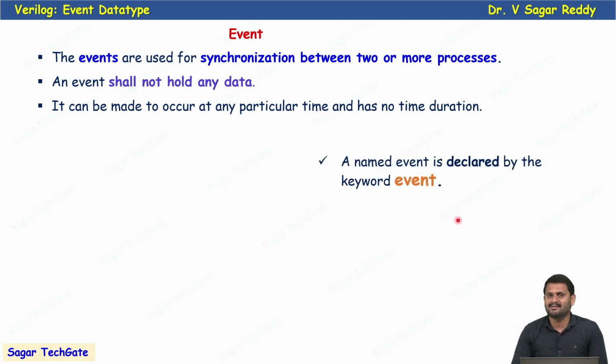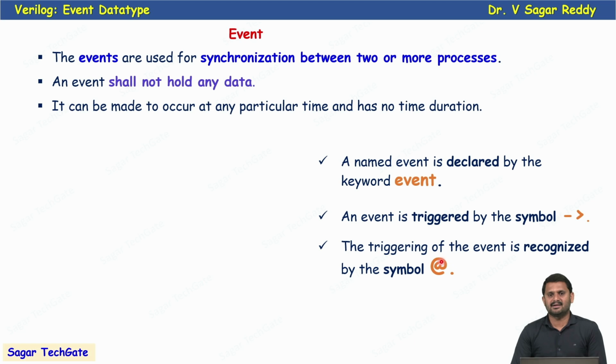Now, how do I declare an event? A named event is declared by using the keyword event, like event E1, or event E1, E2. We can declare some events by using the keyword event. An event is triggered by the symbol minus greater than (->).